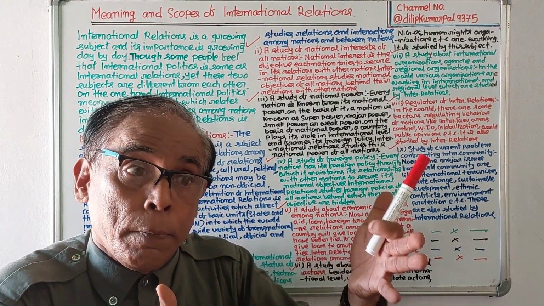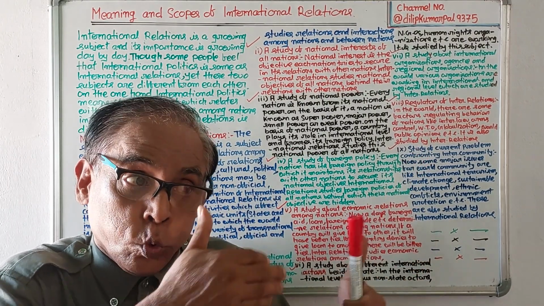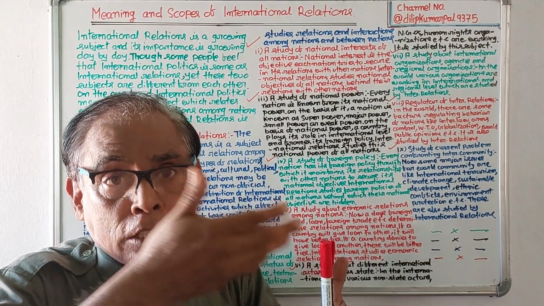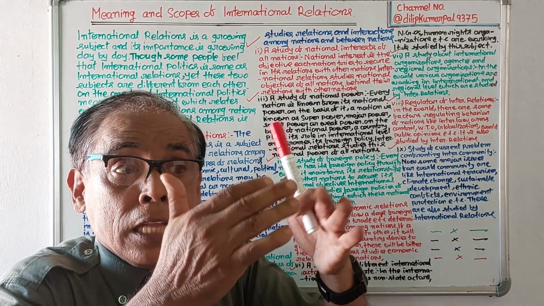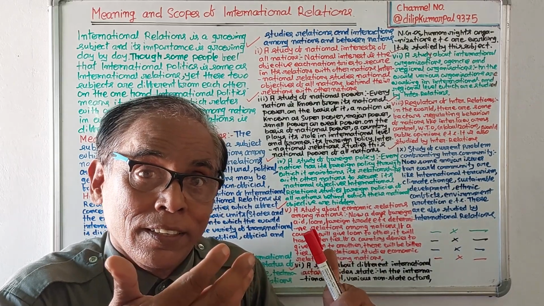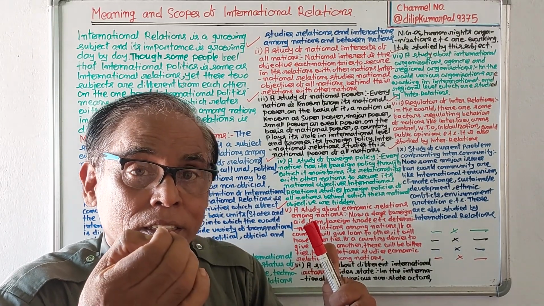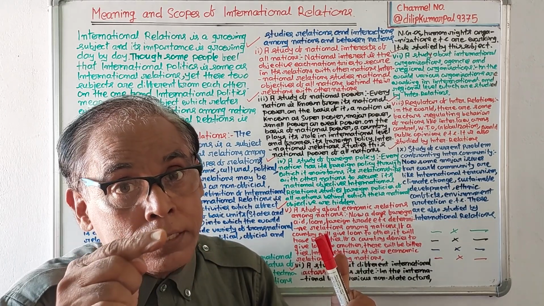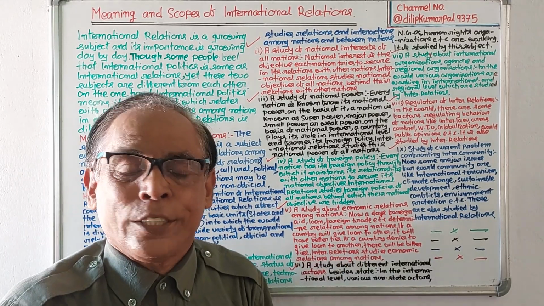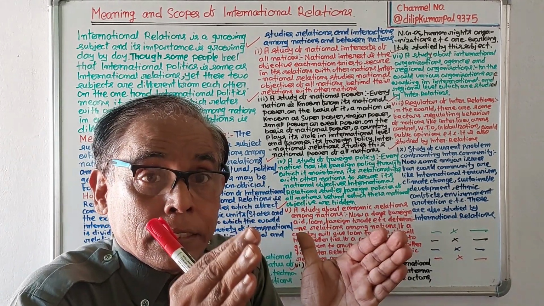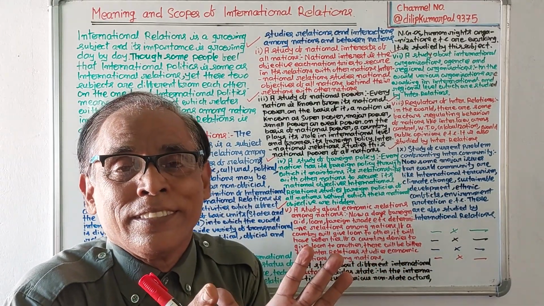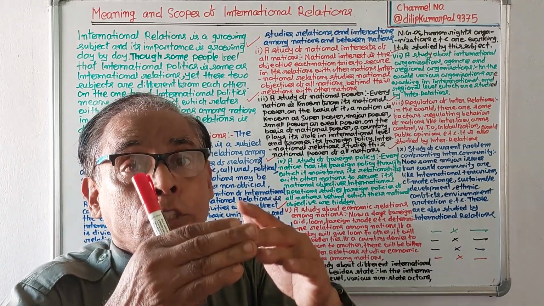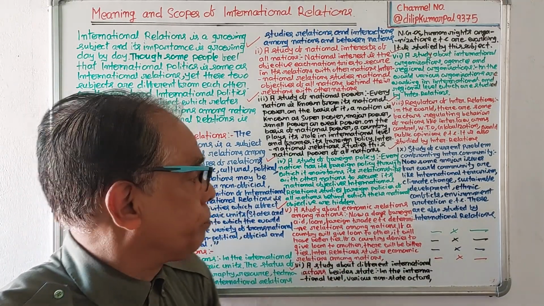Every country has its foreign policy. Through its foreign policy, it tries to secure its national objective. Behind the foreign policy of every nation, there is national interest. So, international relations studies the foreign policies of all nations through which every nation wants to secure its national objective.